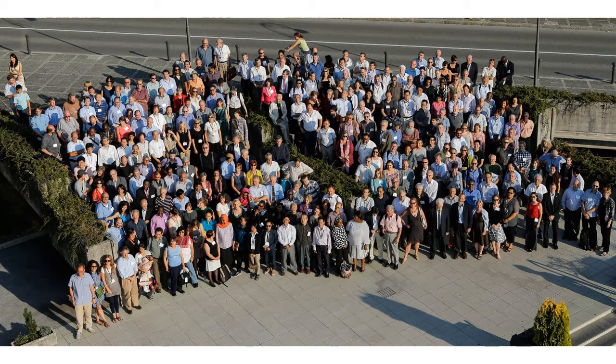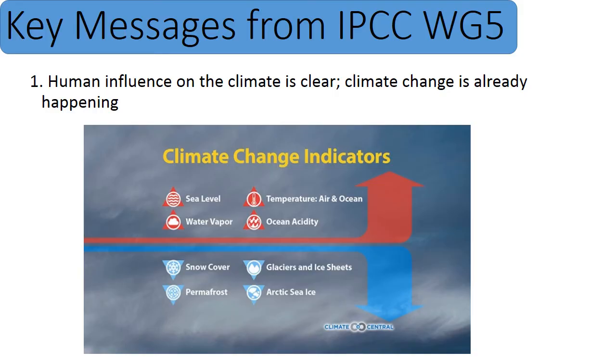And so now let's go into some of the messages that have come out of that latest IPCC report that came out in 2014. All right, so the latest report, key messages from IPCC WG5, and WG5 stands for Working Group 5. The first key message that came out of this report is that the human influence on the climate is clear, and we are already seeing changes to the climate.